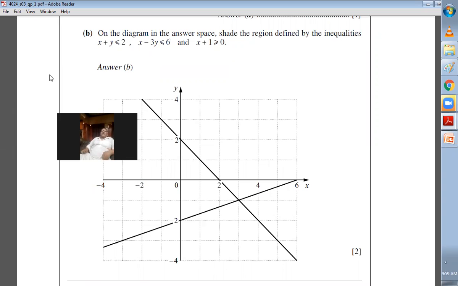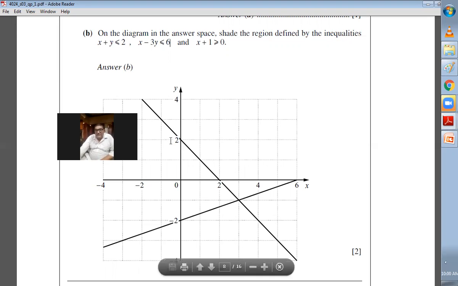So I have to recognize which line this is. You can see here this line, its y-intercept is 2 and its slope is negative. So this is that line. Because the crocodile's back is towards y, the area below this line is the required area. So this area below is required.